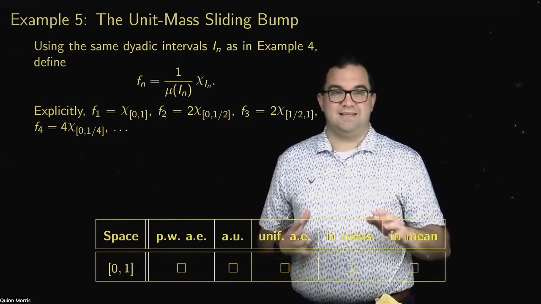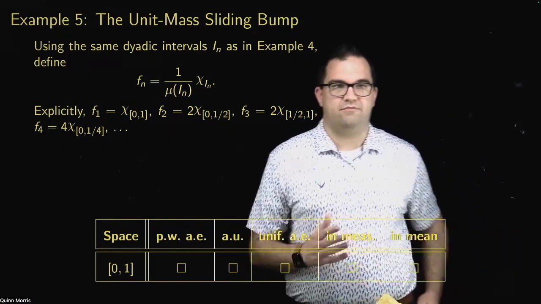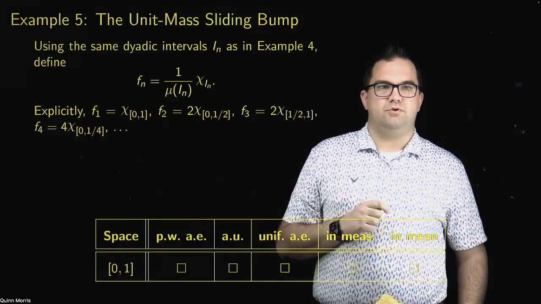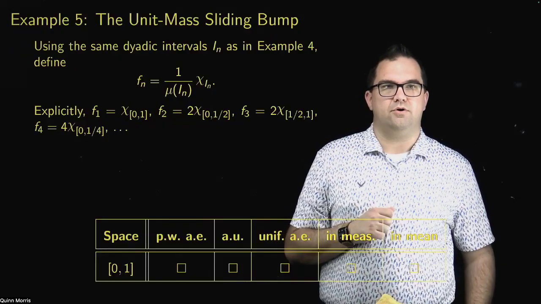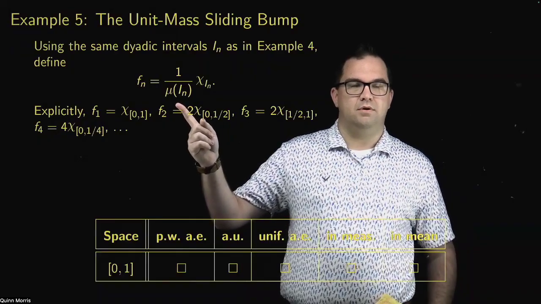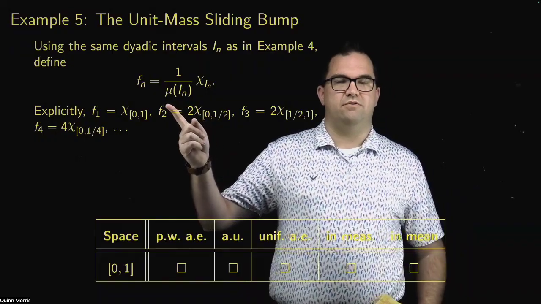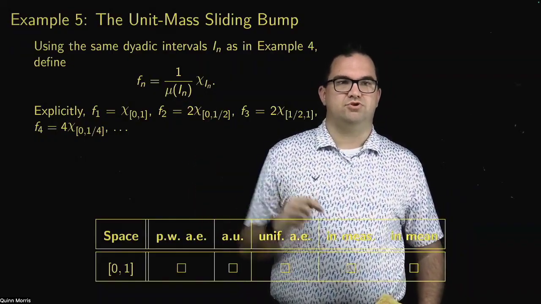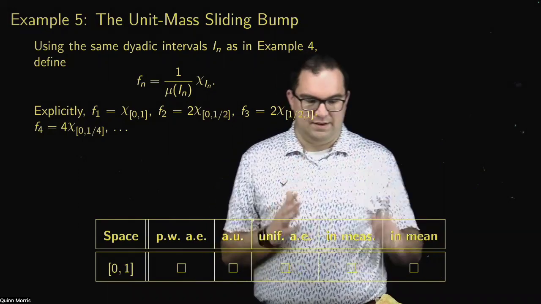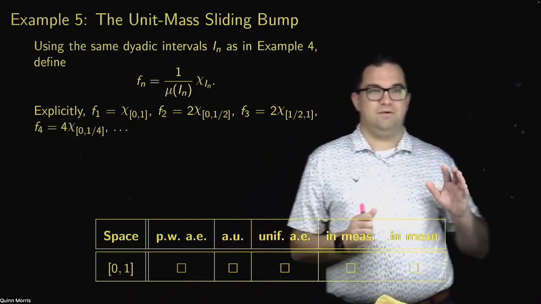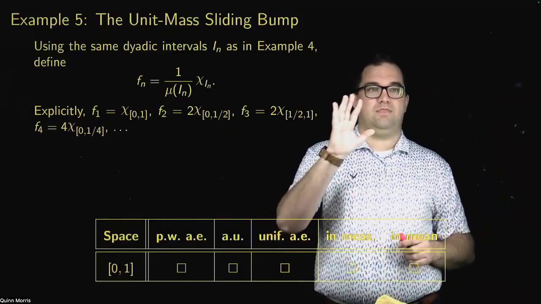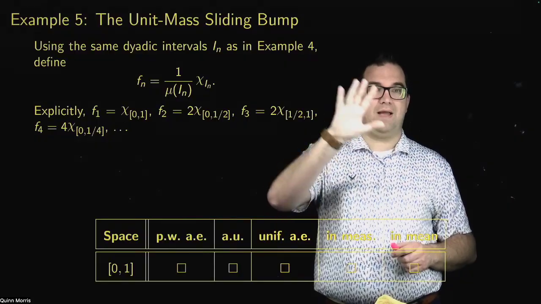Now, I want to take that example, the typewriter example, and modify it ever so slightly. I want to take those same things, but divide through here. We're going to call this the unit mass sliding bump. What I'm going to do is divide through by the measure of the interval. Now, maybe this seems a little complicated. In a way, it's like we're combining the typewriter sequence with the tall spike example.